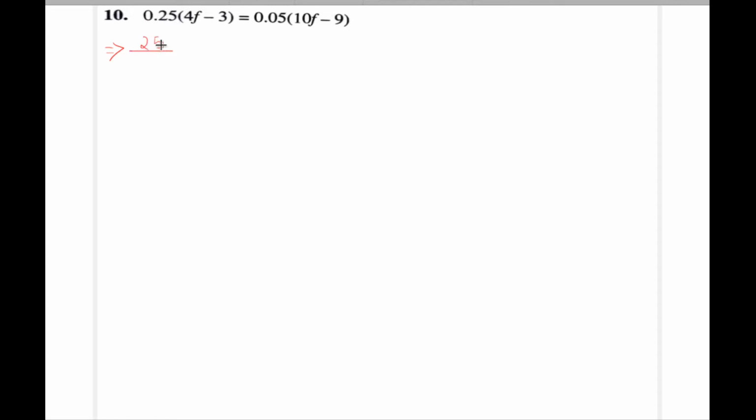0.25 can be written as 25 by 100. For the point we will write 1, and for 2 digits we will give 2 zeros. Okay, that means 25 by 100 multiplied by (4f minus 3) equals, similarly, 5 by 100, multiplied by (10f minus 9). Okay. See, 4f minus 3 can be written as (4f minus 3) by 1. Similarly, (10f minus 9) by 1.